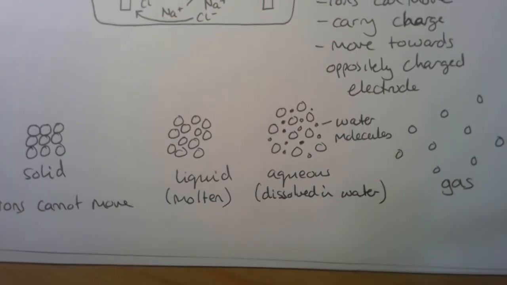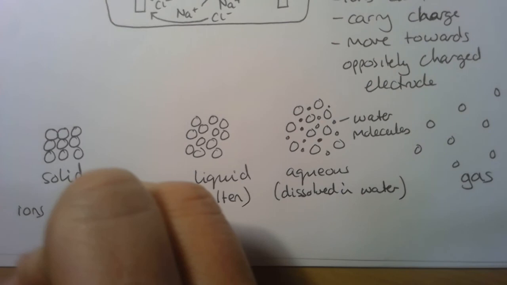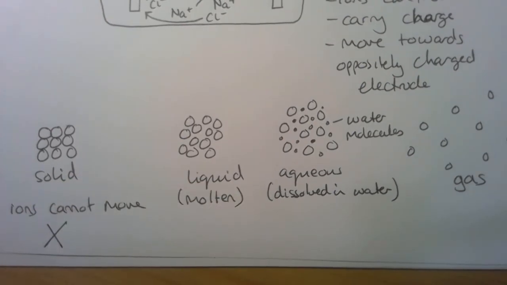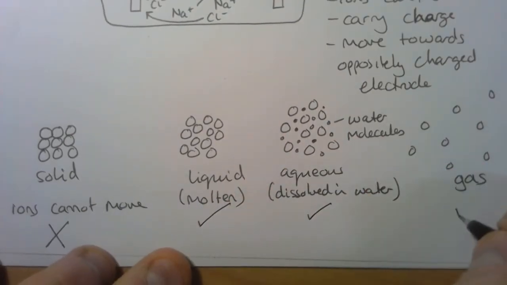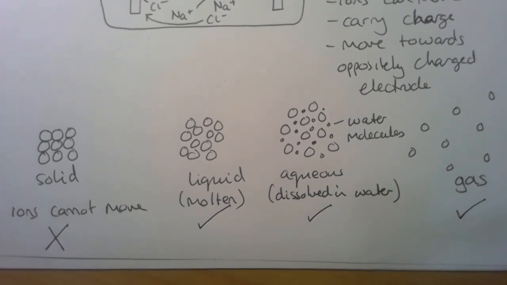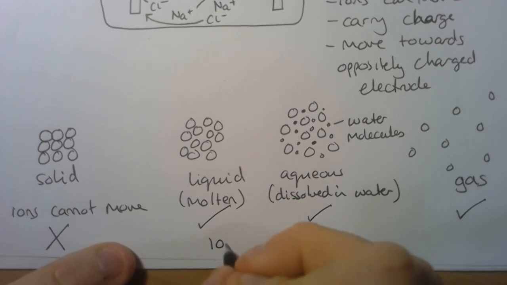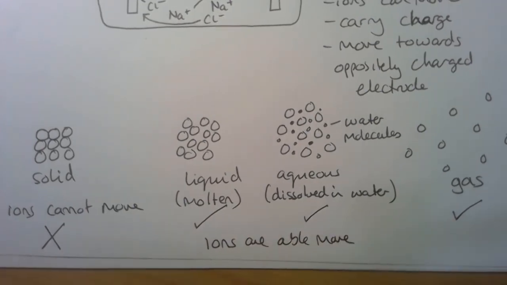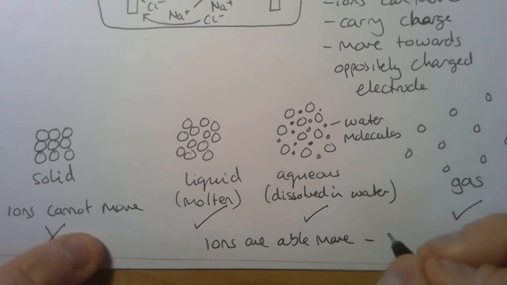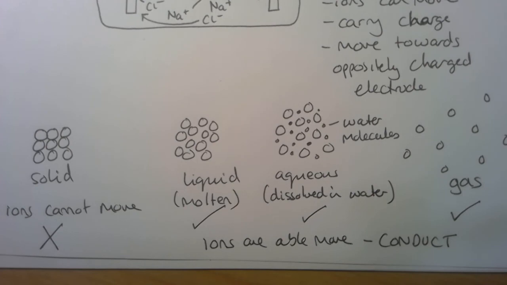So just to summarize with these, electrical conduction cannot happen with a solid. So solid ionic compounds do not conduct electricity. Molten, aqueous, and gaseous ionic compounds do conduct electricity. And the reason is the ions are able to move and carry a charge. And if they can move, then the ionic compound will conduct electricity.